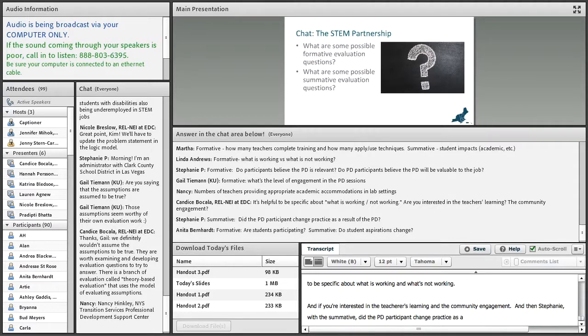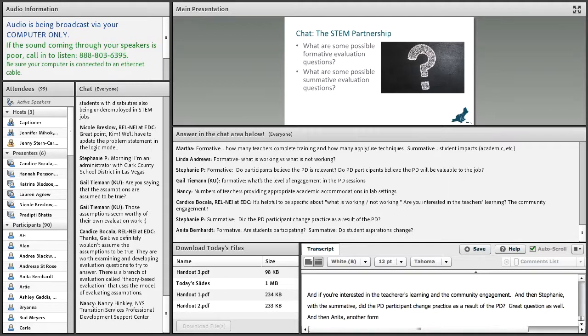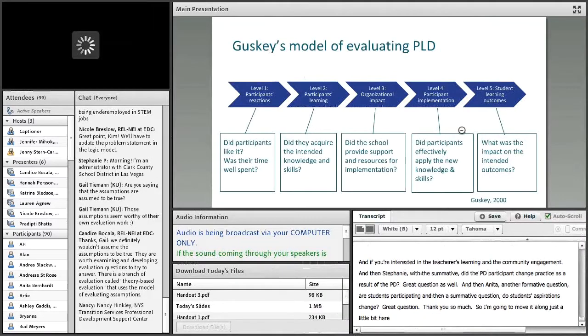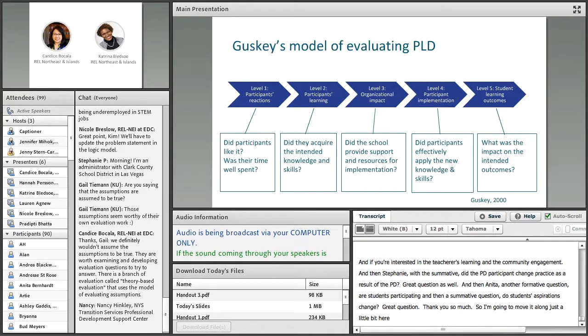And if you're interested in the teacher's learning and the community engagement. And then Stephanie with a summative, did the PD participant change practice as a result of the PD? Great question as well. And then Anita, another formative question, are students participating? And then a summative question, do students' aspirations change? Great question. Thank you so much.